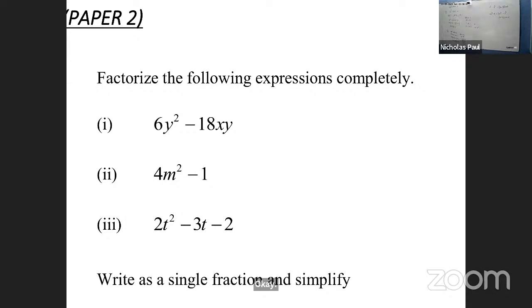Watch it. Guys, you're not being in class. Anyway, it's already factors. What kind of layer is it?